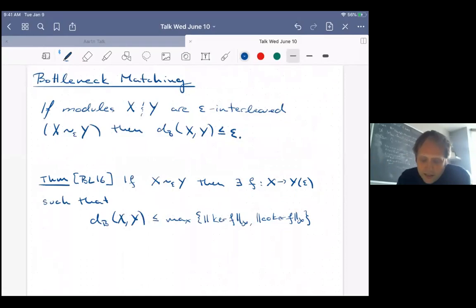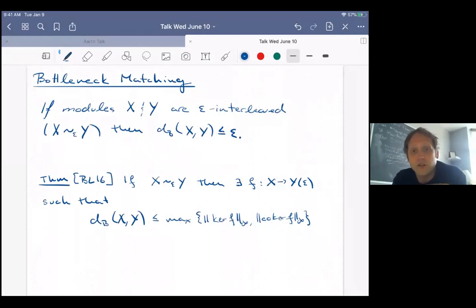Again, in the same paper, what Bauer and Lesnik showed was that if things are epsilon-interleaved, there exists a single morphism characterization of interleaving, a function from X to Y or Y to X, where you have to shift one of these, either shift X up or Y down, depending on how you're looking at this. Then you can show that this morphism exists, and even more so that if you take the kernel and cokernel of these, the maximum of those two is going to give you exactly the bottleneck distance. So they really showed that you can think about these things in terms of short exact sequences, or more generally exact sequences, and start to get a handle on it through this algebraic language.